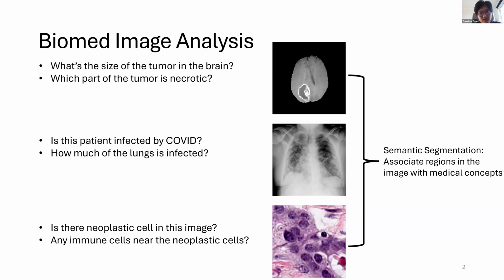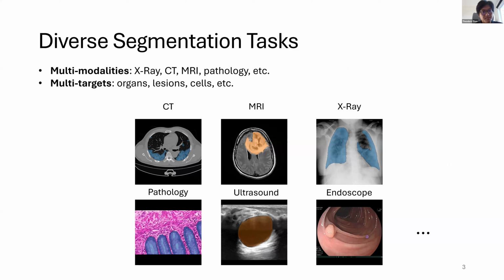All these different questions can somehow be related to the broad topic of semantic segmentation, which is associating regions in the image with certain medical concepts. There are many different modalities for biomedical images, for example X-rays, CT, MRIs, pathology, etc. And there are many different segmentation targets: sometimes we want to segment organs, sometimes lesions, sometimes cells. It's a very broad category of modality, image type, and segmentation target type.